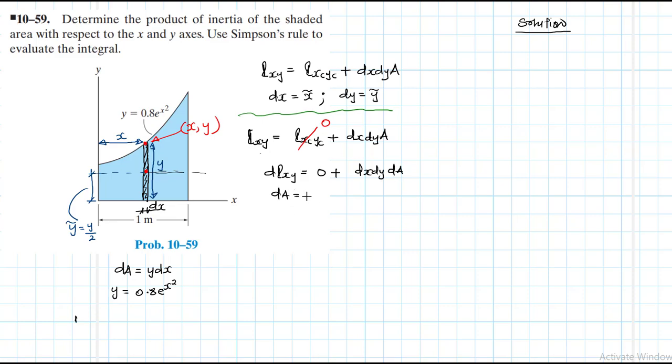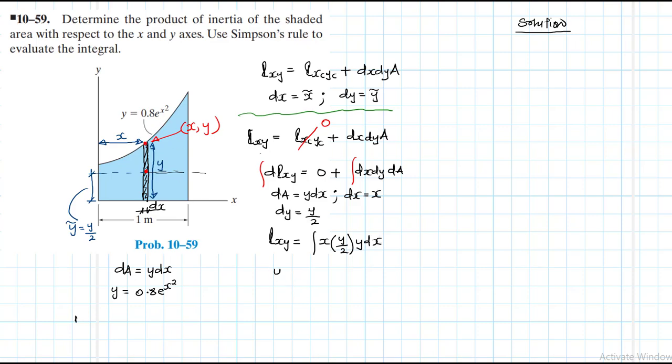We have our dA equal to, what's our dA? It is y dx, and then we have our dx equal to just x, then we have our dy equal to y divided by 2. Then replacing all those and integrating on all the sides, we'll have the product of inertia itself equal to the integral of dx, which we said is just x, and dy is just y over 2, and our dA we said is just y dx.